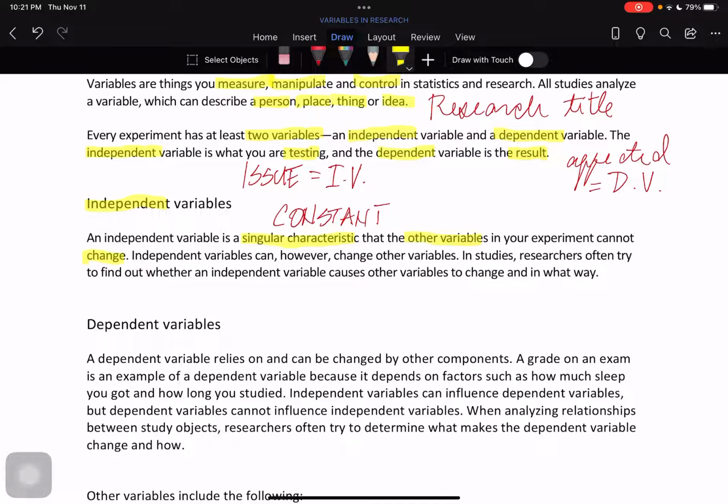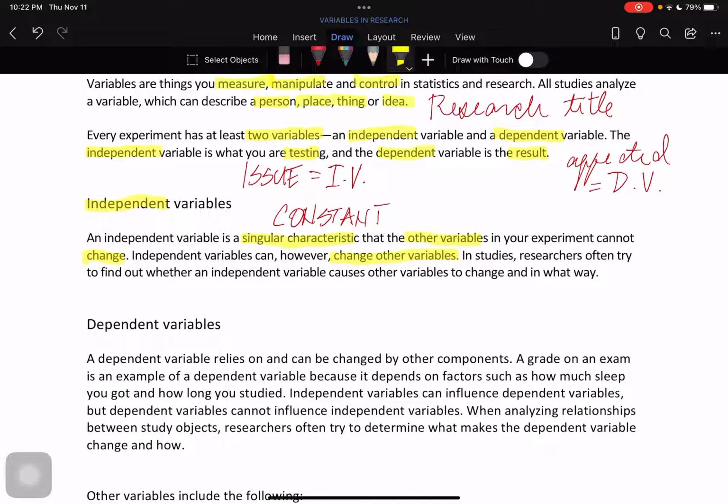So, let us make that clear. Independent variables can, on the other hand, change other variables. The independent variable is constant and cannot be changed by other variables, but it can change or have an effect on other variables, specifically dependent variables.